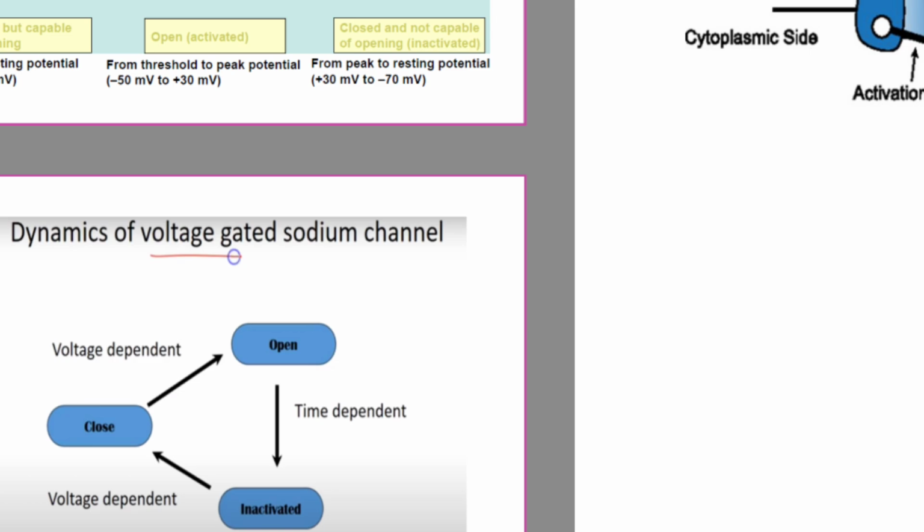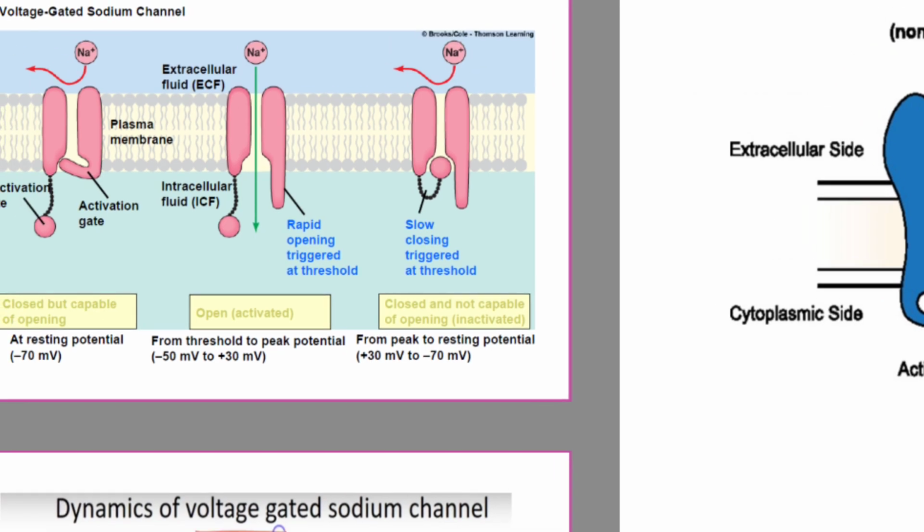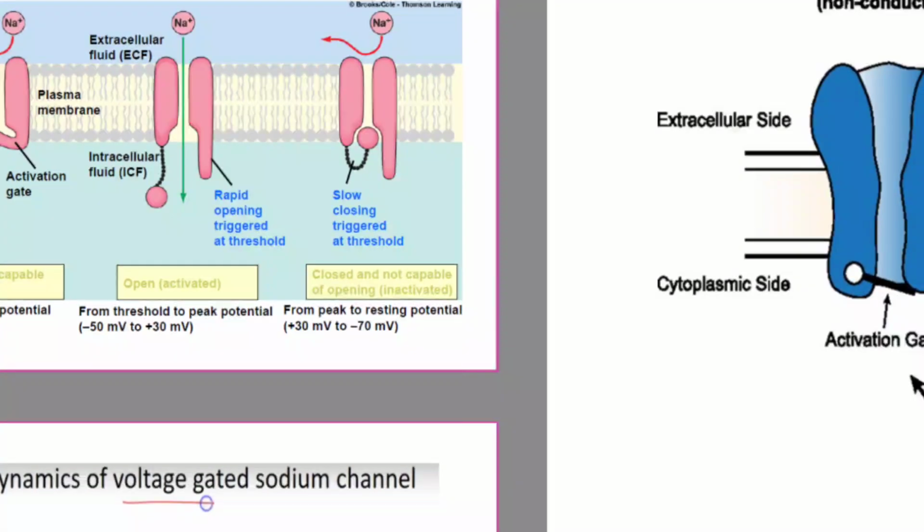When, due to depolarization or change of intracellular negativity to more positivity, there will be a voltage change and it will cause the opening of the activation gate and the channel will be open. Open means the sodium ion can pass through it freely. In the first picture you can see this activation gate is closed. Due to depolarization or intracellular positivity, there will be opening of the voltage gated activation gate. So this opening is voltage dependent.